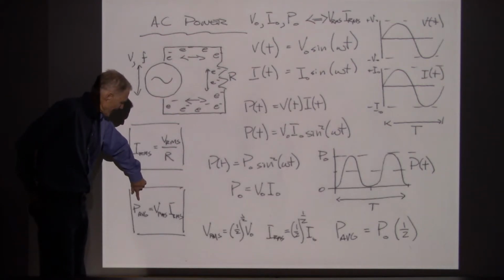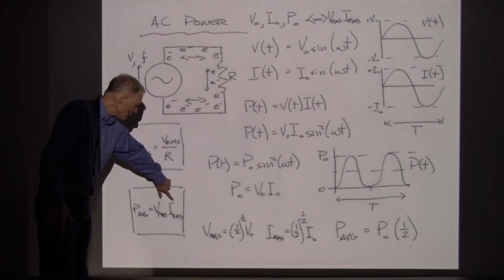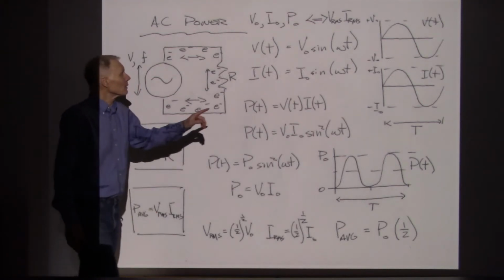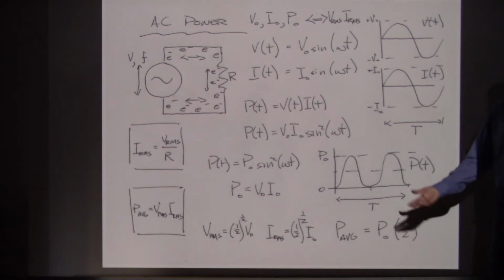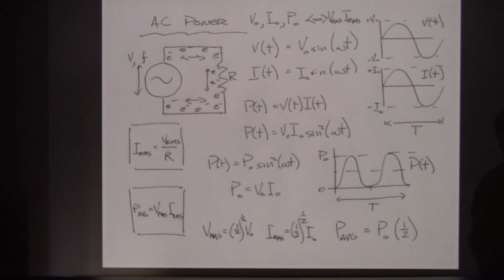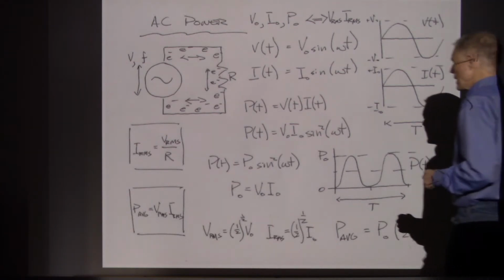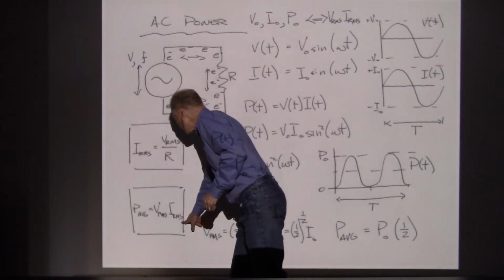I want to be able to say the average power is an average voltage and an average current. Now, if I just average the voltage or the current, I'm going to get 0. I can't just do a straight average. The voltages and the currents actually reverse direction. So what we do instead is what's called an RMS calculation.